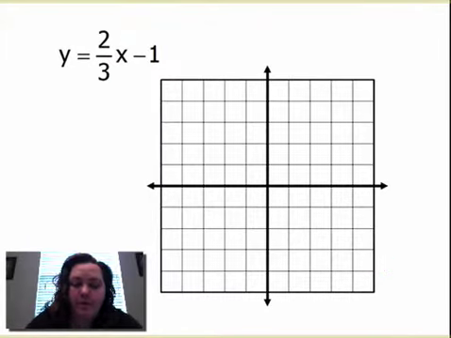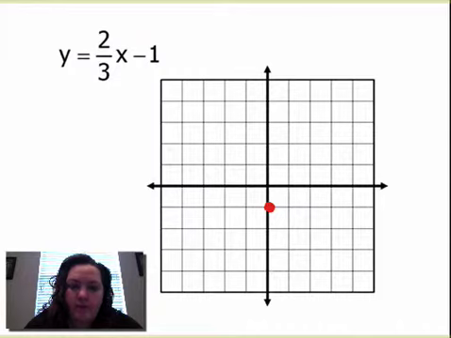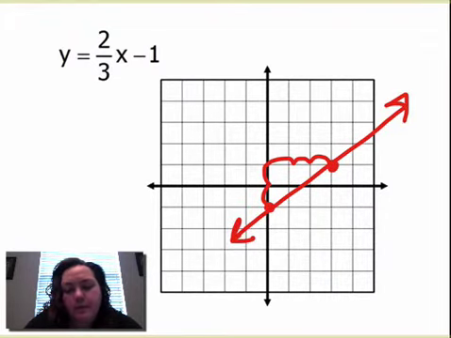Okay, for this problem, my y-intercept is negative 1. So I'm going to negative 1 on the y-axis. And my slope is 2/3. So I'm going to go up 2 over 3. Just trying to give you guys a different way of looking at it if you're still having trouble understanding. Draw my little loop-de-loops. That's not necessary. Alright, so there's another way to do it.